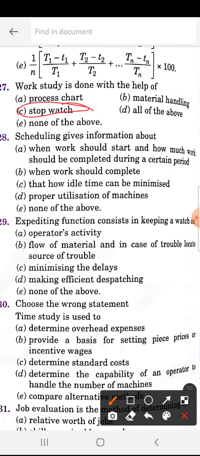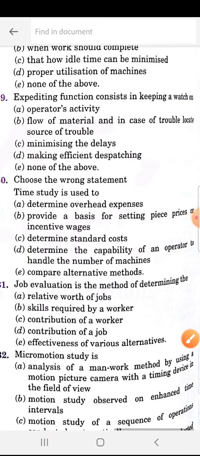Scheduling gives information about what? When work should start and how much work should be completed during a certain period. So when it has to start and how much will be finished in that period, that is what scheduling will give.